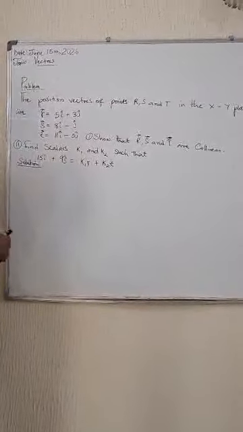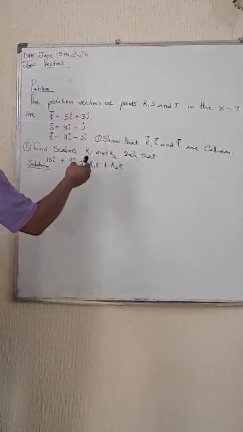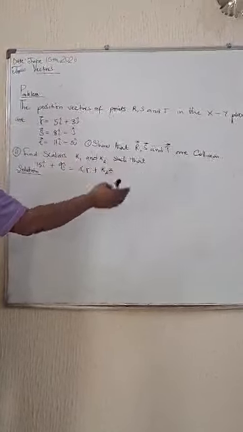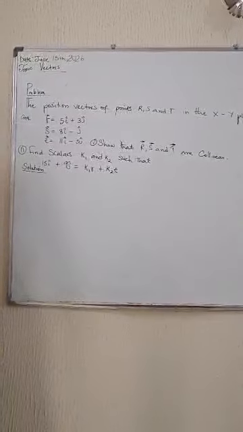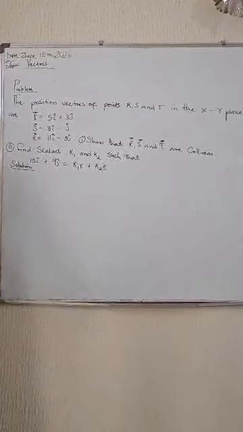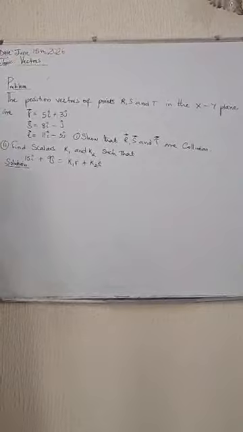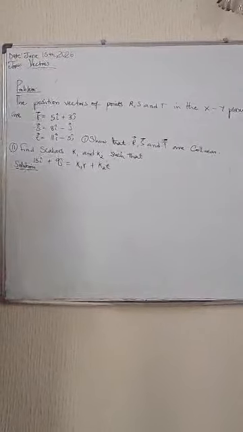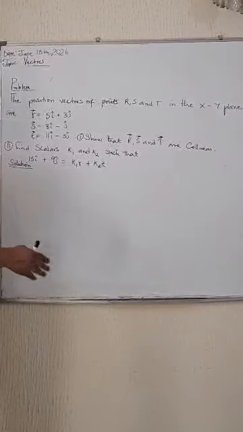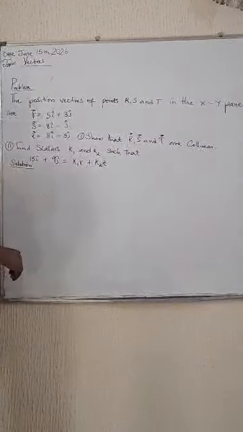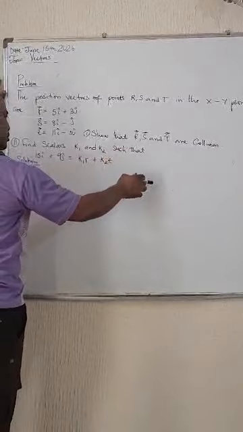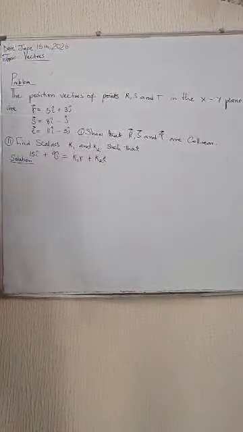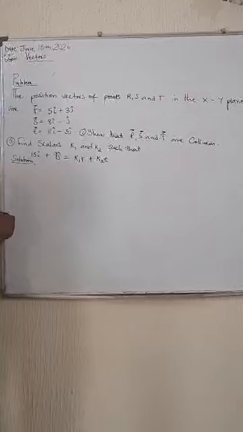Now the first question said to show that the points r, s, t are collinear. How can we show that the points are collinear? That is only if the 3 points are on the same straight line. And if these 3 points are on the same straight line, it simply means that the adjacent vectors rs and st are equal. So let's see whether that is possible.